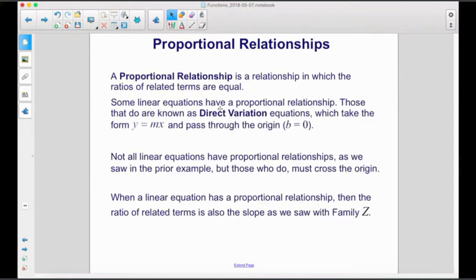A proportional relationship is a relationship in which the ratios of related terms are equal. Some linear equations have a proportional relationship. Those that do are known as direct variation equations, which take the form y equals mx and pass through the origin, where b equals 0. Not all linear equations have proportional relationships, as we saw in the prior example, but those that do must cross the origin. When a linear equation has a proportional relationship, then the ratio of related terms is also the slope, as we saw with family Z.